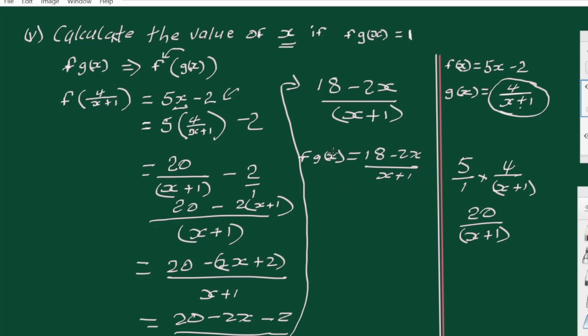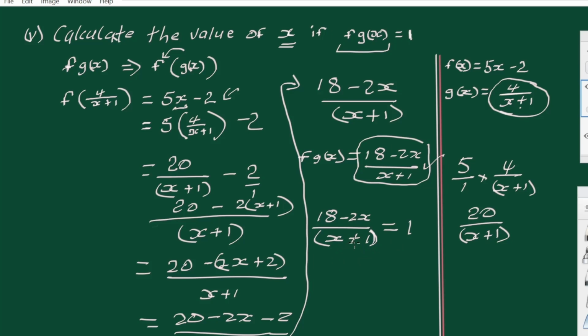Right, so now that we have arrived at this part of the question, fg of x is 18 minus 2x all over x plus 1. What the question asks us to calculate is the value of x if fg of x equals 1. So when this function is equal to 1, what is the x value? We need to work out the x value.